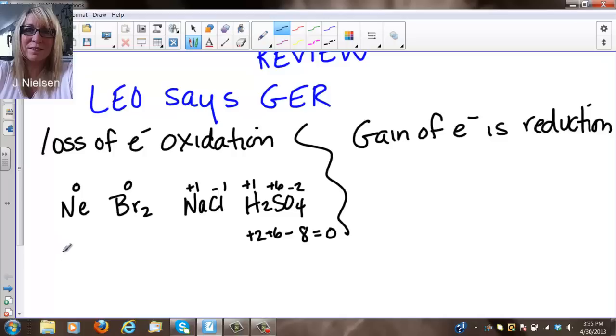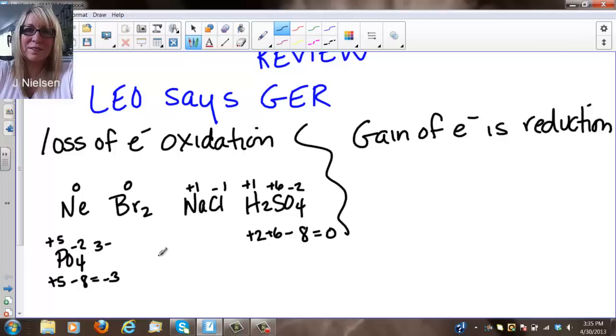Recall when something is an ion, so PO4 3-, then our charge is not equal to 0, but it's equal to the charge on the ion. So -2 times 4 is -8, and this has to equal a -3, which means that the phosphorus has to be +5.